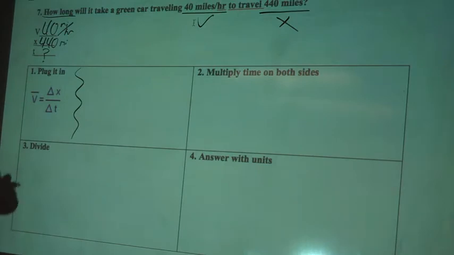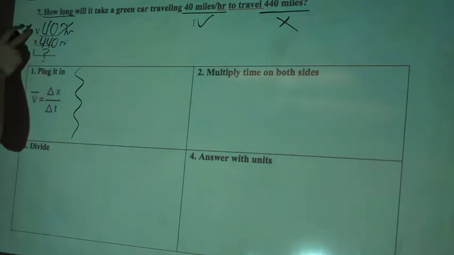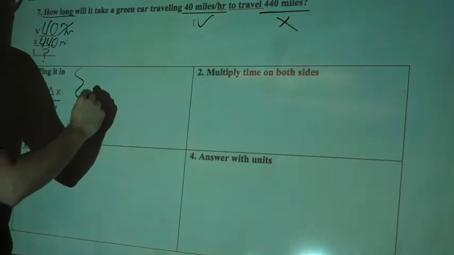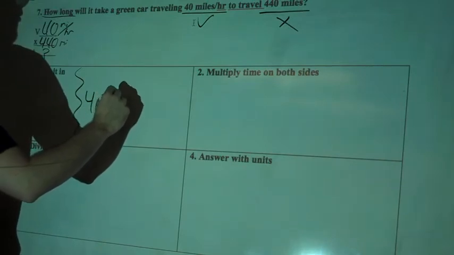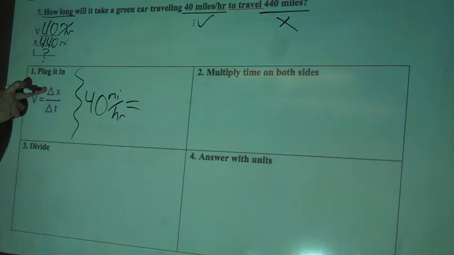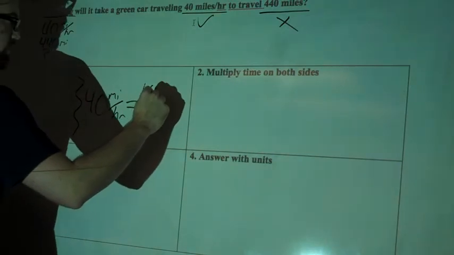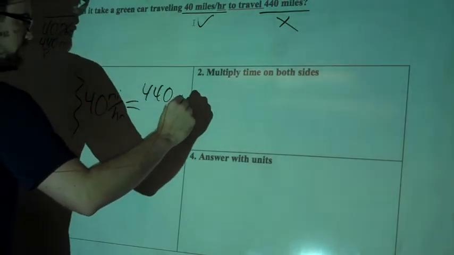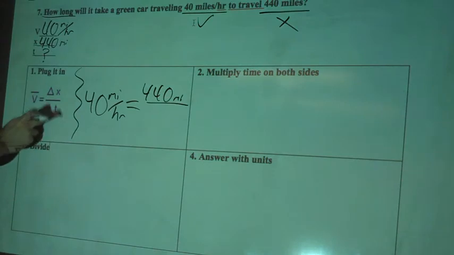Step one, plug it in. So I'm going to plug in what I know. My velocity is 40 miles per hour. So we'll write down 40 miles per hour equals change in distance over change in time. My change in distance is 440 miles. And change in time, I don't know. I'm trying to find out how long it will take, so I'm going to write t down here.